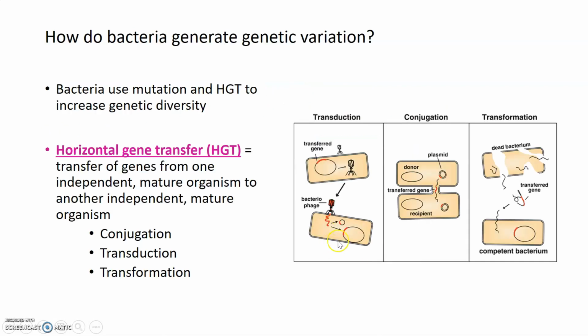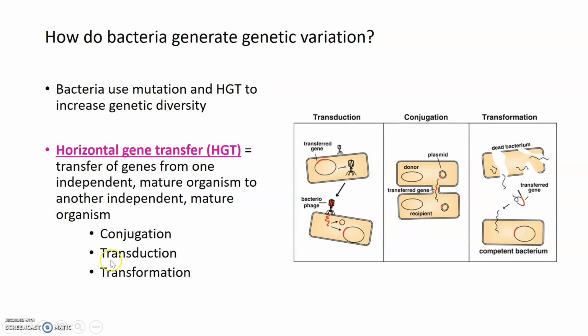We previously talked about how bacteria get their genetic variation. Because they don't sexually reproduce, they use both mutation and a process known as horizontal gene transfer to gain genetic diversity that they can use to evolve. Horizontal gene transfer is the transfer of genes from one adult organism to another adult organism.